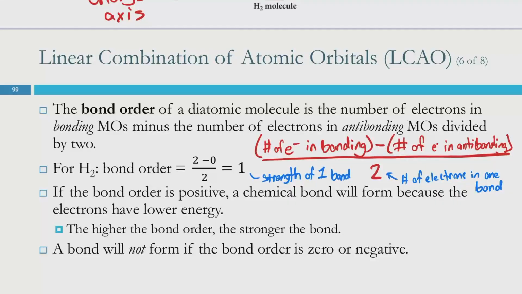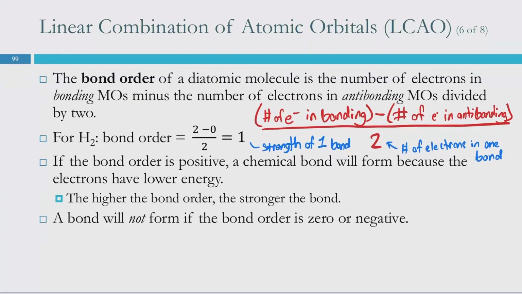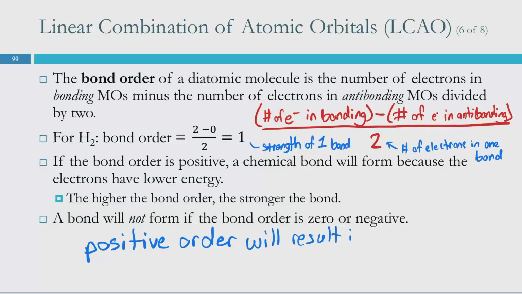Or maybe more appropriately, we've got a single bond equivalent in terms of energy. Positive bond order will result or can result in a bond. Negative or 0 bond order will not form a bond.